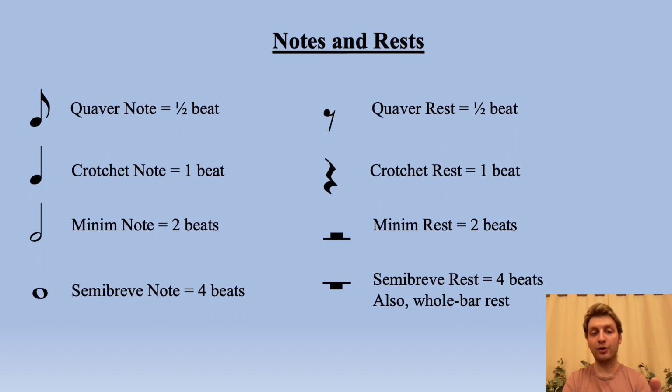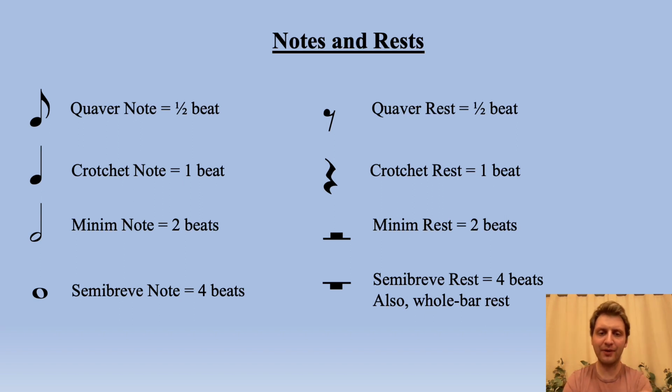So we have a quaver note, but we also have a quaver rest, and that looks quite similar to a 7 with a dot on the left hand side, and that's worth half a beat. The crotchet rest takes a little bit of a while to get used to. It's like two squiggly arrows joined together, and it's worth 1 beat.